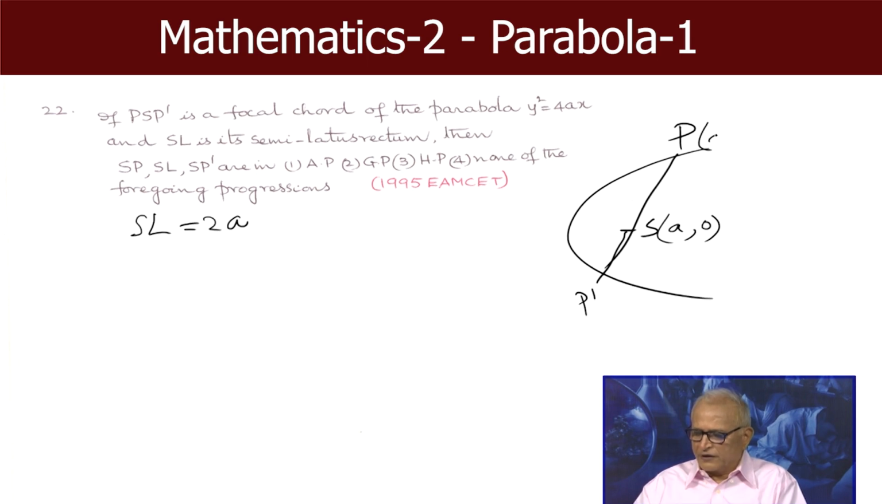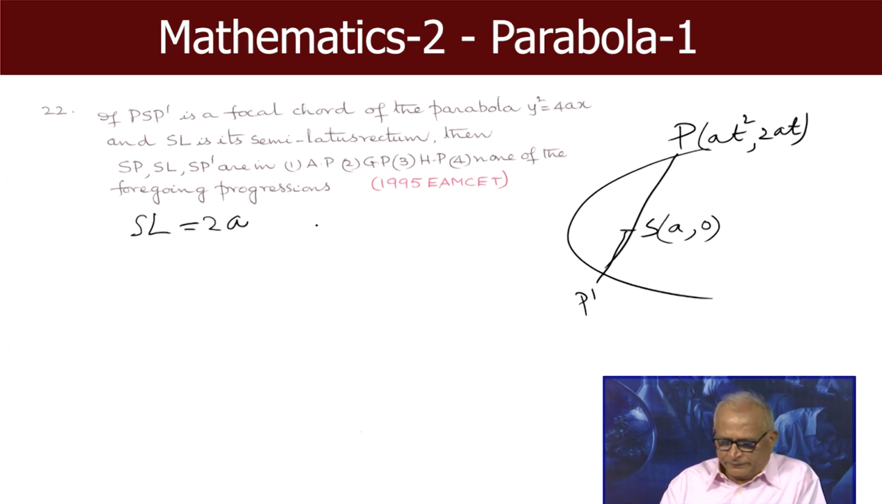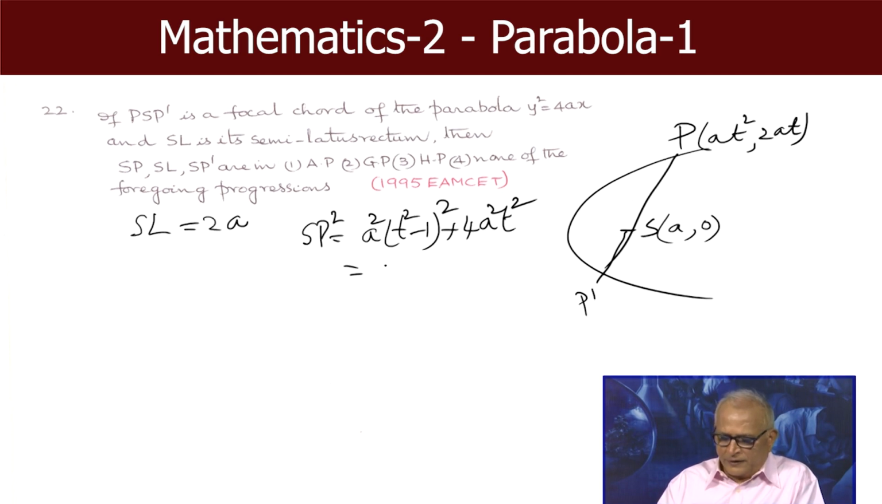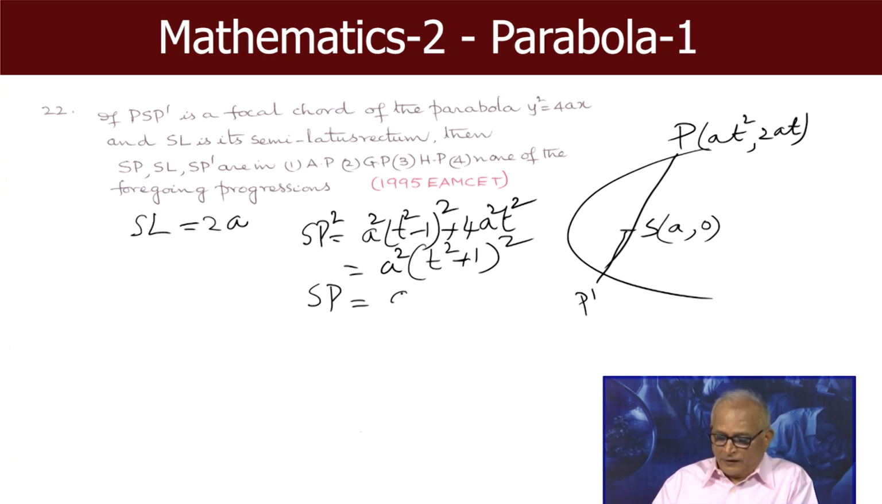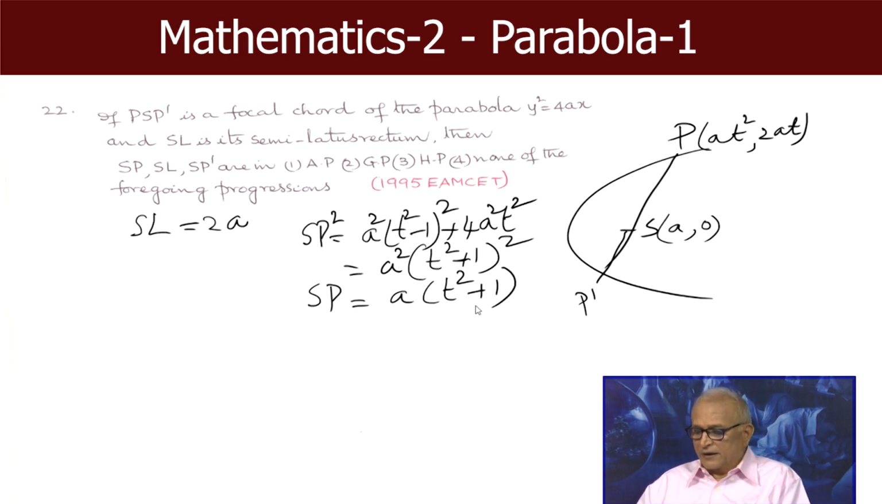ఇదో T అనుకోండి. అప్పుడు SP ఎంత అవుతుంది? వాట్ ఈజ్ SP²? a² ఇంటూ (t² - 1) హోల్ స్క్వేర్ ప్లస్ 4a²t². ఓకే, a² కామన్ తీసేసారు అనుకోండి. (t² - 1) హోల్ స్క్వేర్ ప్లస్ 4t², దట్ ఈస్ (t² + 1) హోల్ స్క్వేర్. Therefore, SP is a into (t² + 1). Focal distance of a point P on the parabola is a times (t² + 1), where t is the parameter representing the point P.